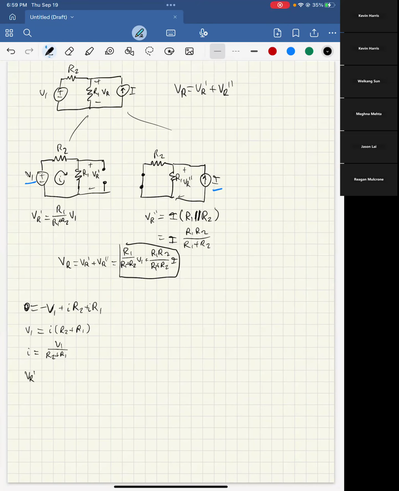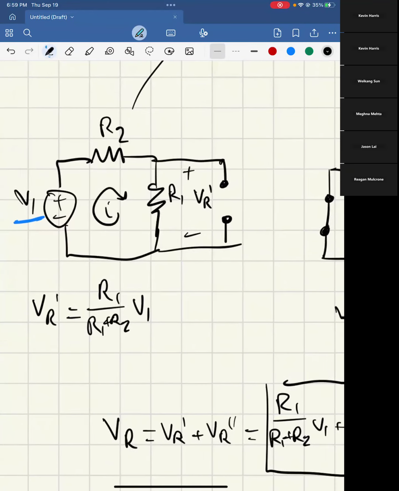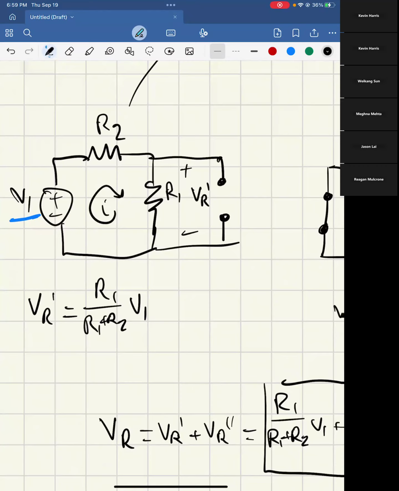VR prime by Ohm's law is going to be V equals IR, and the I is V1 over R2 plus R1, and the R is that R1. If you rearrange the terms a little bit, you get R1 over R1 plus R2 times V1. Oh, okay, I get it.